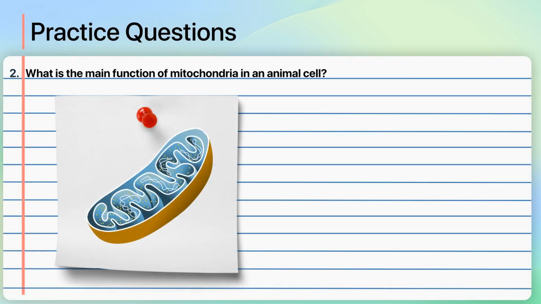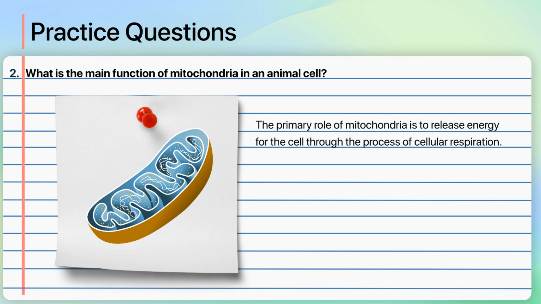Here is a second question. What is the main function of mitochondria in an animal cell? Pause here to test your memory. The primary role of mitochondria is to release energy for the cell through the process of cellular respiration.